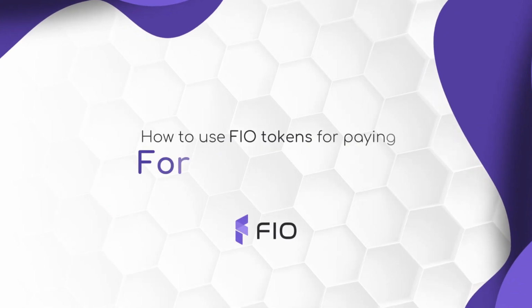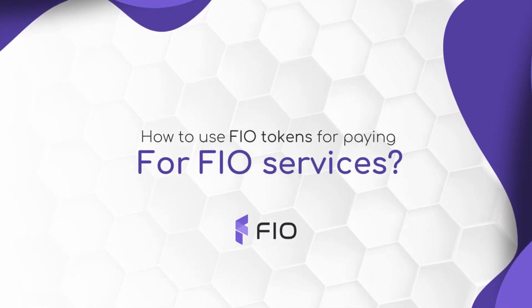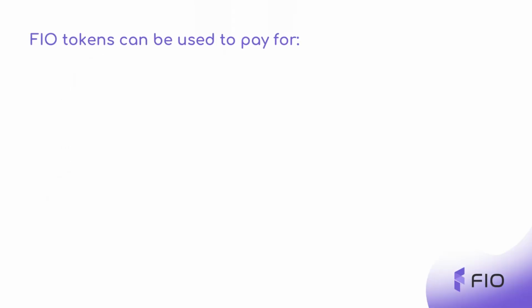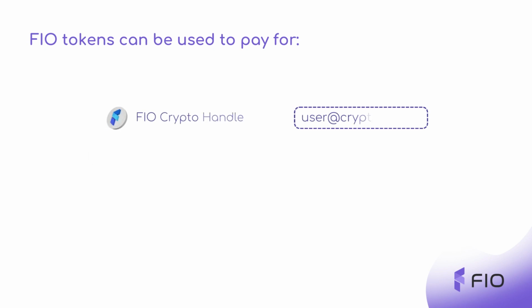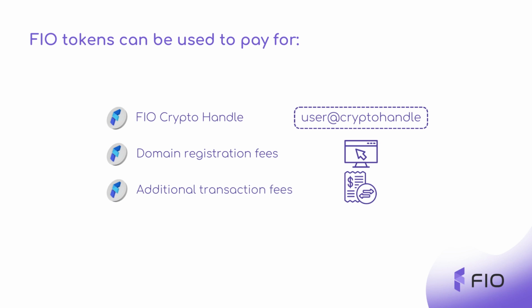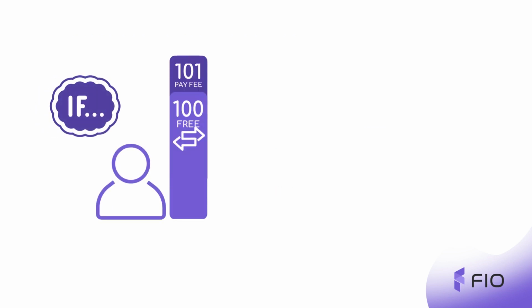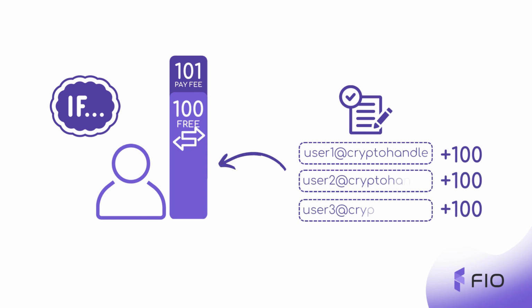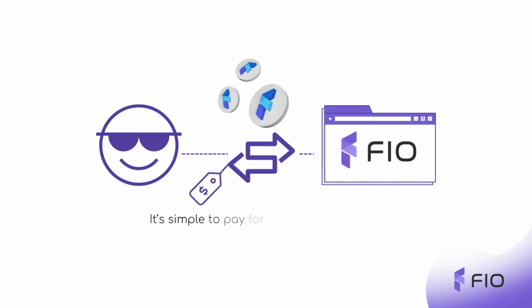How to use FIO tokens for paying for FIO services. There are more things users can do with their FIO tokens. For example, the token can be used to pay for FIO crypto handle and domain registration fees, as well as additional transaction fees if the user goes over the 100 transactions bundle offered for free with every newly registered FIO crypto handle. It's simple to pay for fees with FIO tokens from the dashboard.